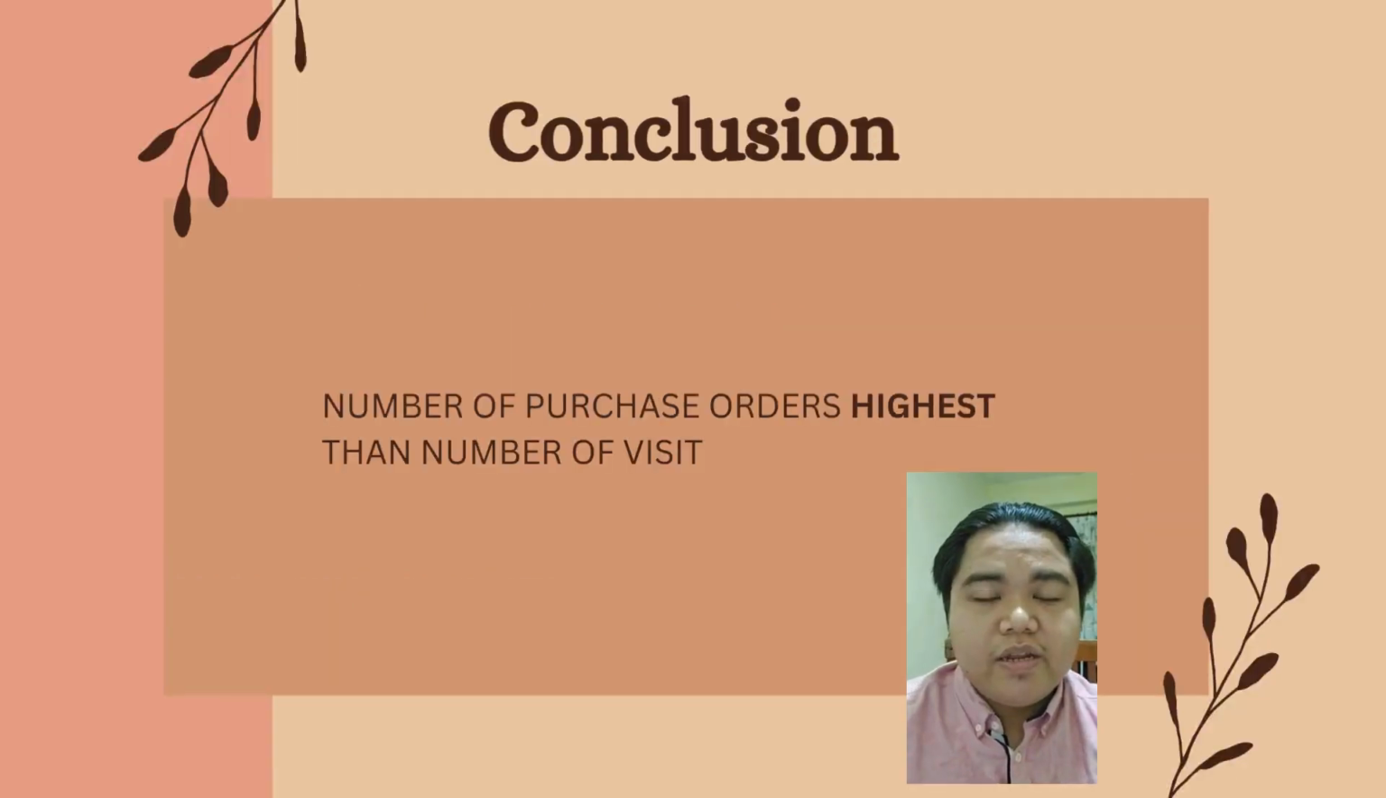In conclusion, we can say the number of purchase orders is higher than the number of visits, because as we can see from the measures of central location that we calculated earlier, the highest values are for the number of purchase orders. The difference between these two metrics is that the number of visits will not make a profit for the e-commerce, but the number of purchase orders can, because purchase orders show the people that buy their products.